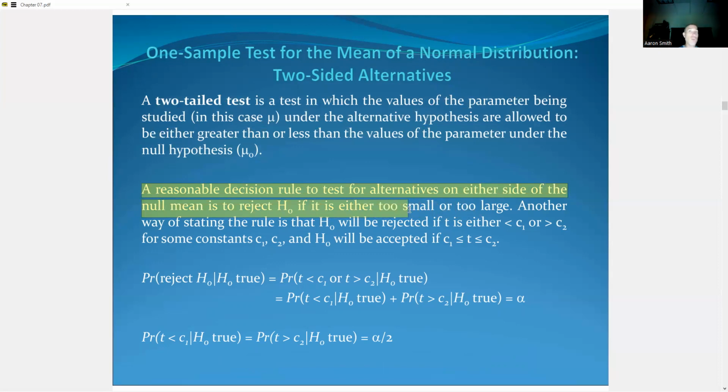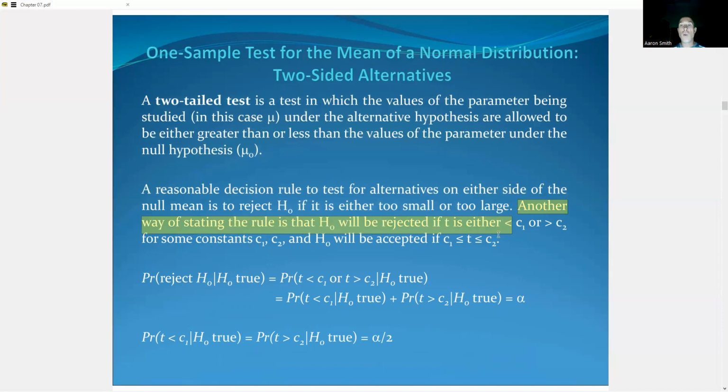So if it's too far to the left or too far to the right of the hypothesized value, we will reject the null hypothesis. Another way of stating the rule is that the null hypothesis will be rejected if T is either much less than or much greater than some critical cutoff values. And we will fail to reject the null hypothesis if T is between those two cutoffs.